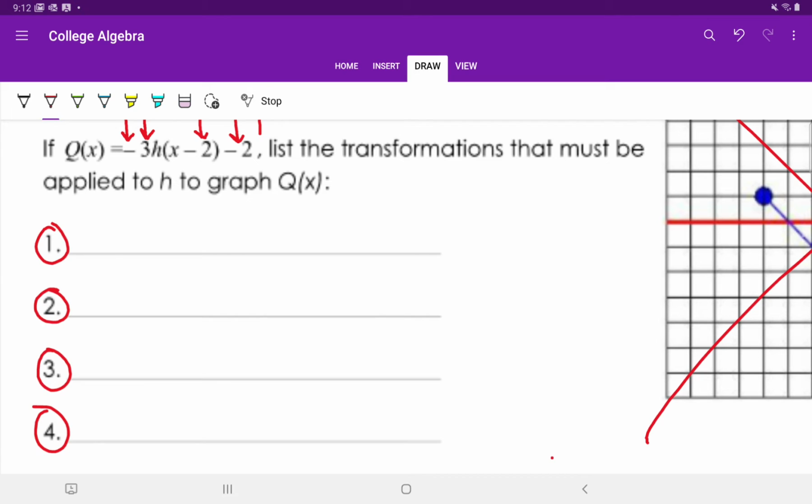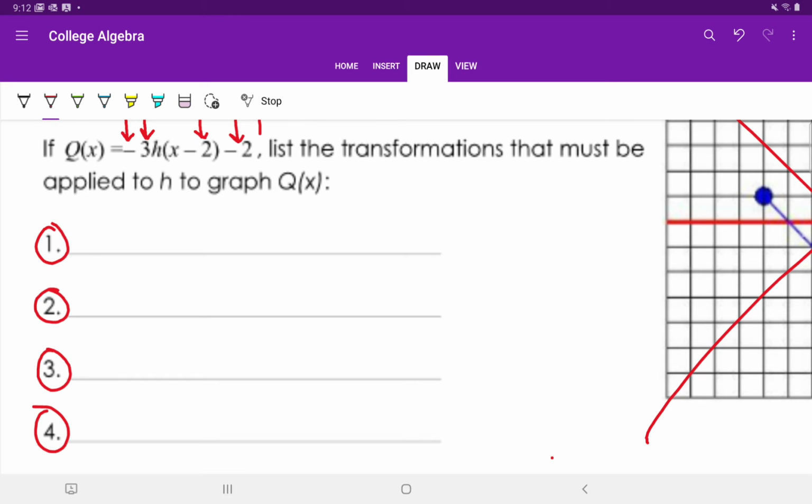But that's not formal math language. I do that really just for the sake of conversation. But you need to use formal mathematical descriptions here. So instead of saying flip it upside down, you might say reflect across the x-axis, for instance, or reflect over the x-axis. That would be the mathematical way of saying it.